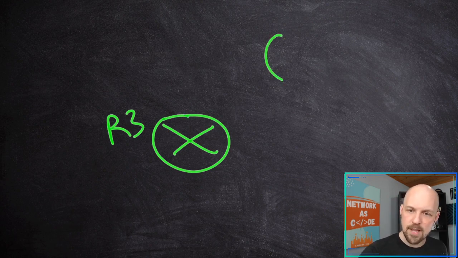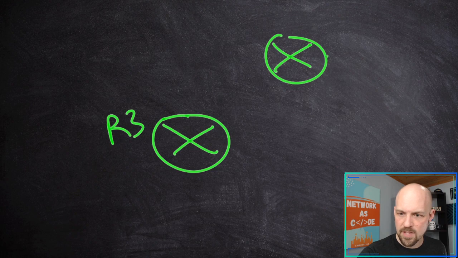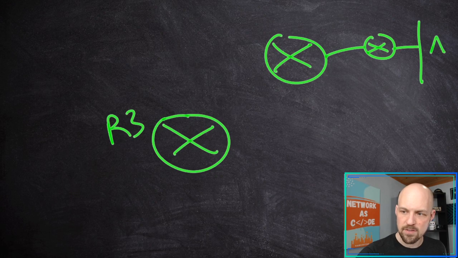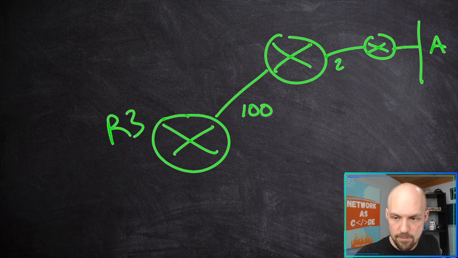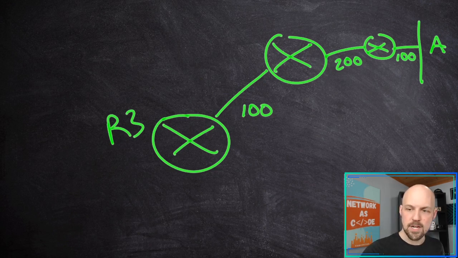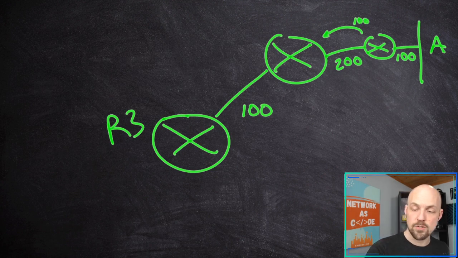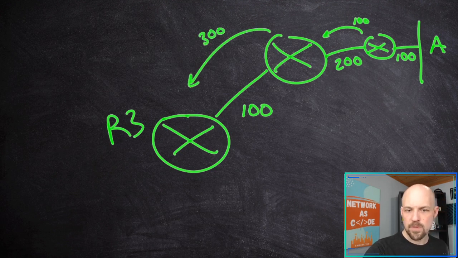So if I've got a router up here with some connection, and maybe it's through other routers, it doesn't really matter, but some connection to a network. Let's say this is network A over here, okay? And these routers are talking, so let's assign metrics that are easy for us to see. Let's say this is a metric of 100. Let's say this is a metric of 200. Let's say this is a metric of 100 here, okay? So this router is going to advertise to that router that, hey, I can get there in 100. This router here is going to add 100 and 200 and say, I can get here in 300, okay?